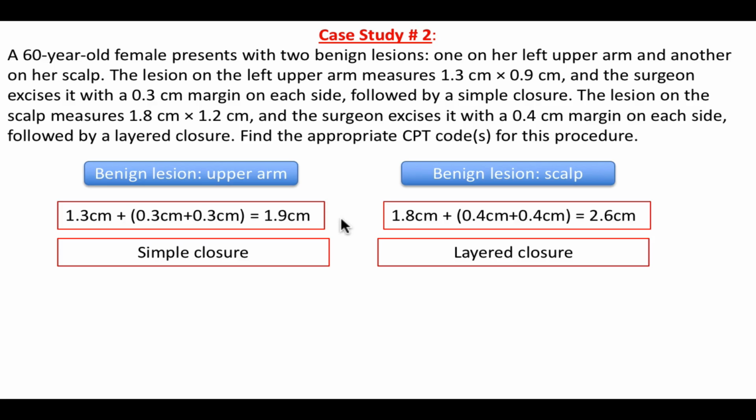Based on the guidelines, simple closure is included in the excision code. So for the upper arm benign lesion, you only need one code. However, for the scalp, the layer closure is not included in the excision code, so you need to code it separately. Now, before I open my book for the coding exam, I know I need 3 CPT codes for this case. Any question that doesn't have 3 CPT codes will be eliminated.